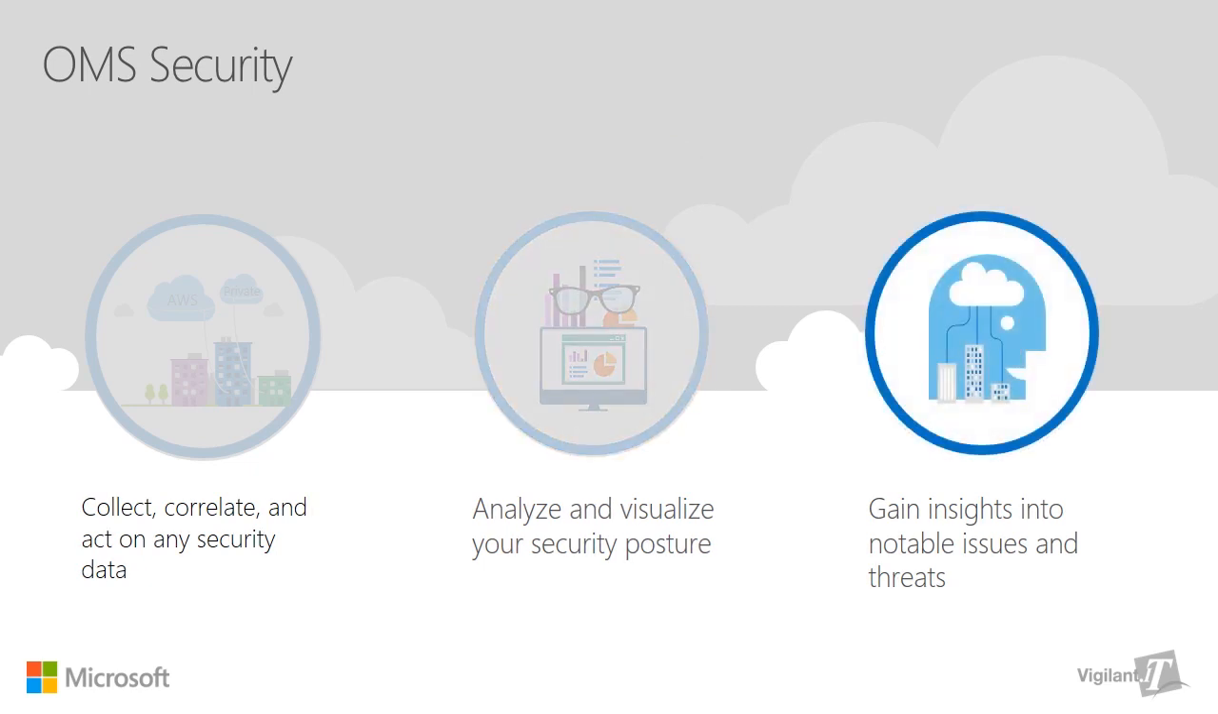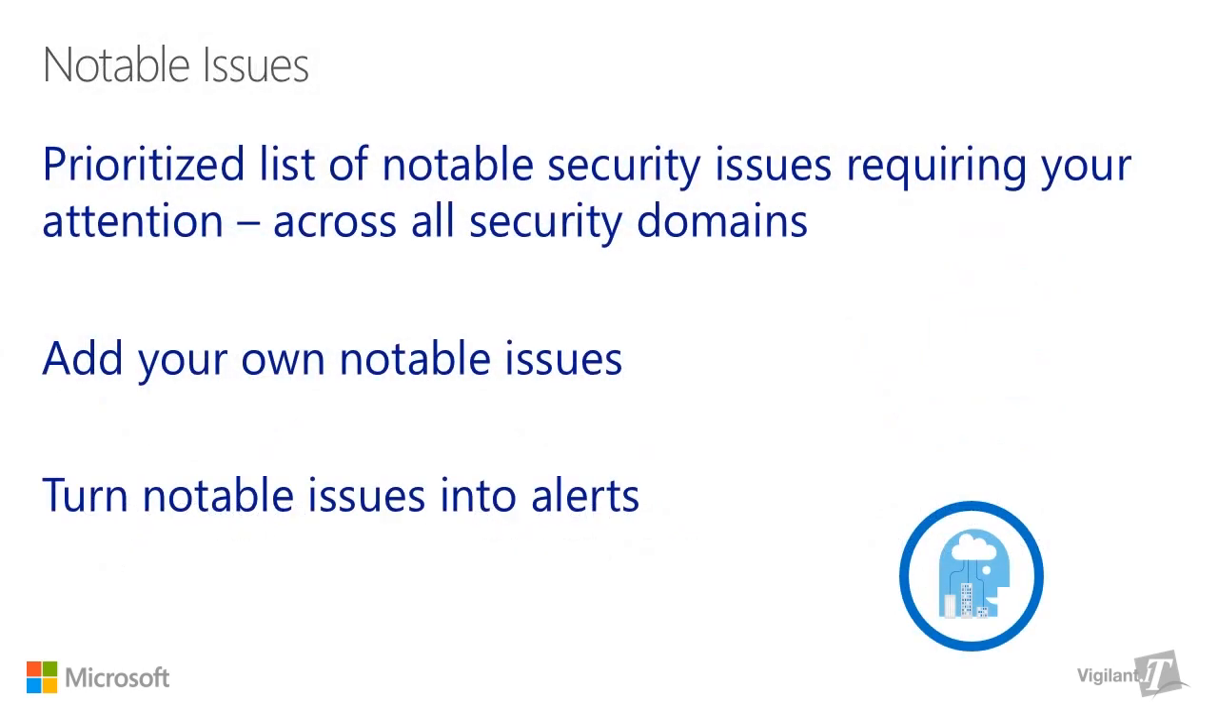So not only is it about correlation of data, and not only is it about analysis and visualization of data, it's all about gaining insights into notable threats. Notable issues are an at-a-glance view of your environment. It's a prioritized list of notable security issues that require attention across all security domains. You can add your own notable issues very easily. You simply create a custom search query and you can save it to appear as a notable issue.